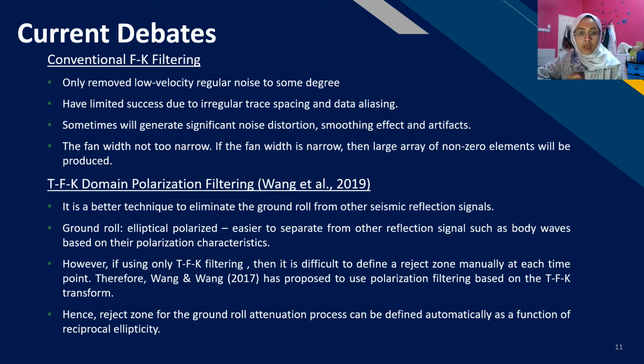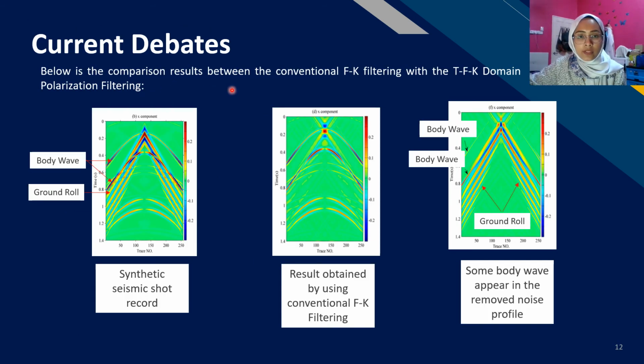Therefore, in 2017 a study proposed to use polarization filtering based on the TFK transform. By applying this advanced method, the reject zone for the ground roll attenuation process can be defined automatically as a function of reciprocal ellipticity. Below is the comparison result between the conventional FK filtering and the TFK domain polarization filtering.